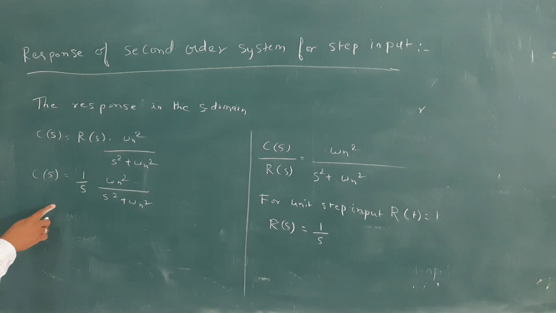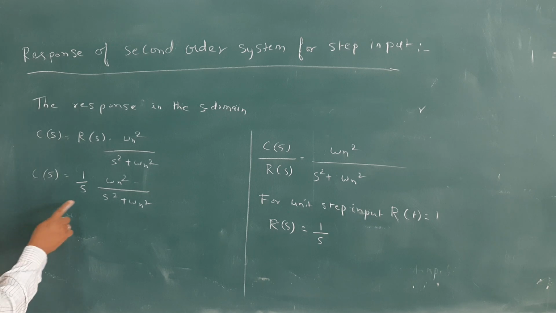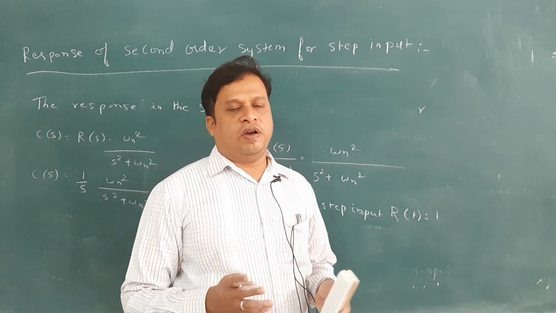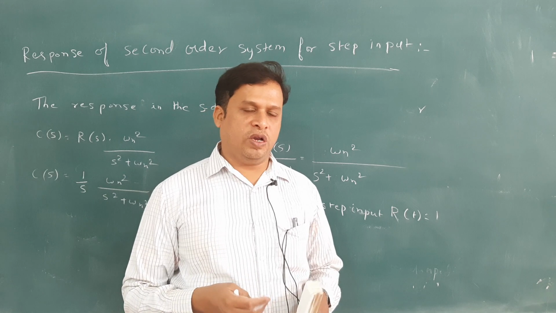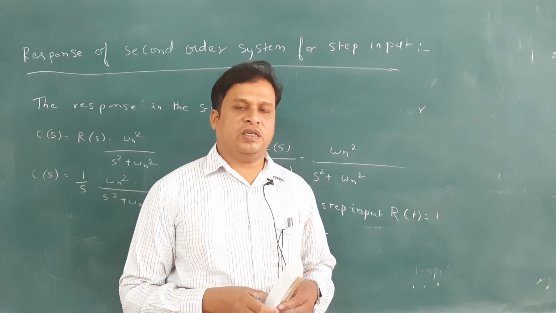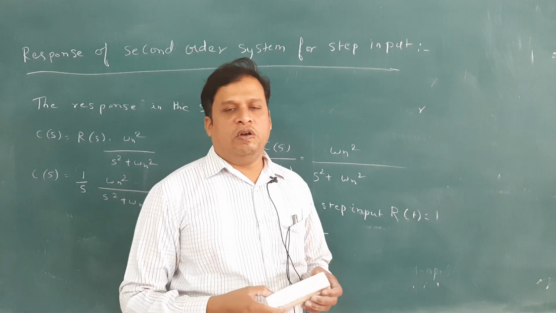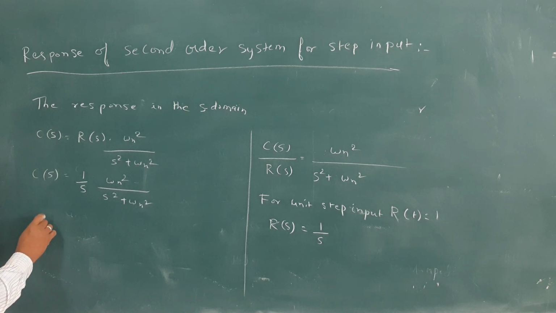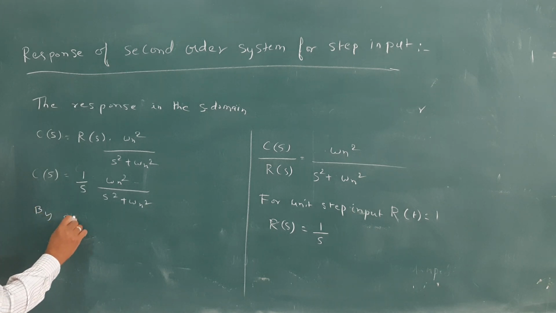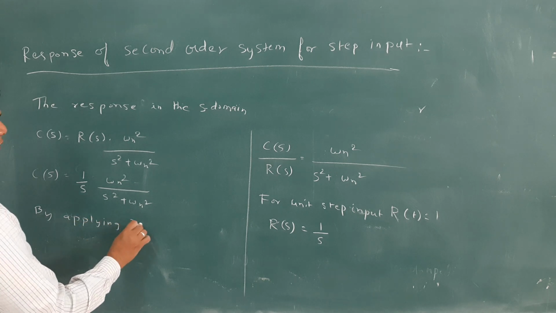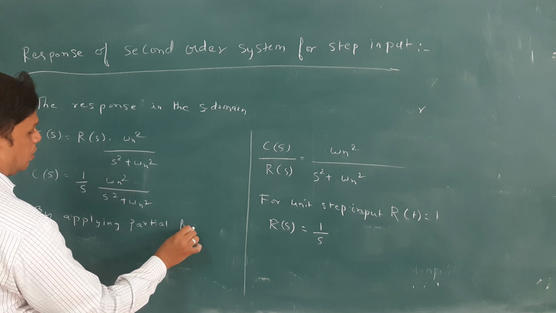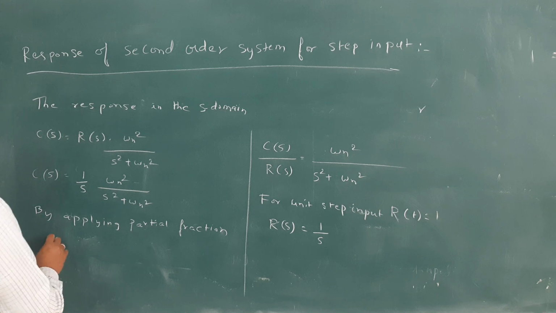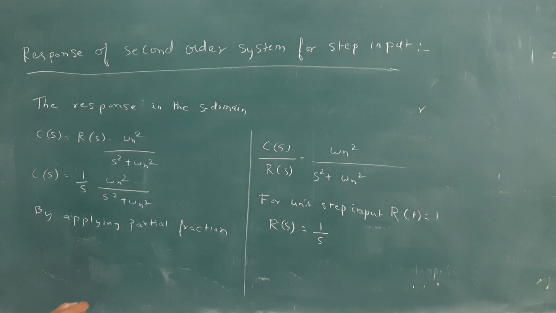Now this is the equation, and what we do is adopt partial fractions. By partial fractions we split the equation into different parts depending upon the order of the system, find out the values, and then substitute them to find the proper solution for the equation.